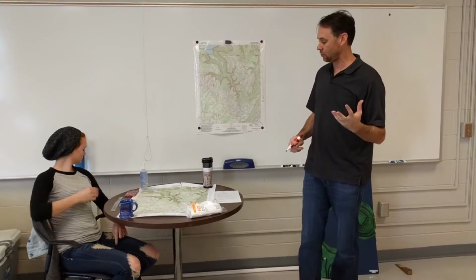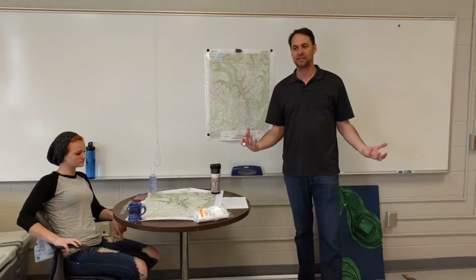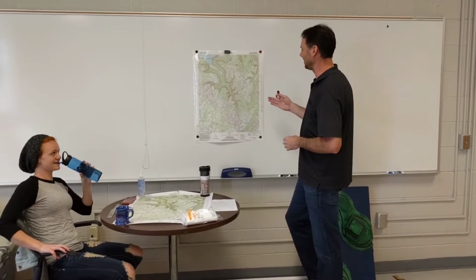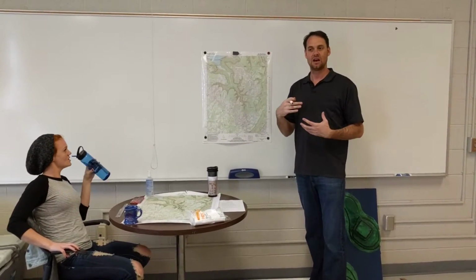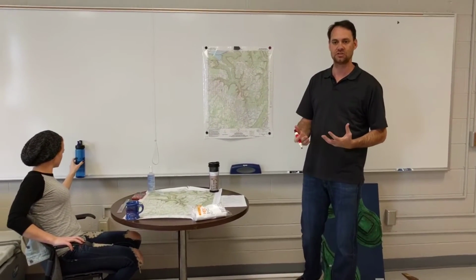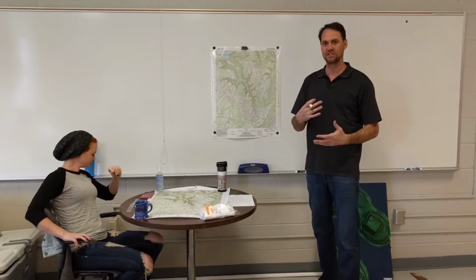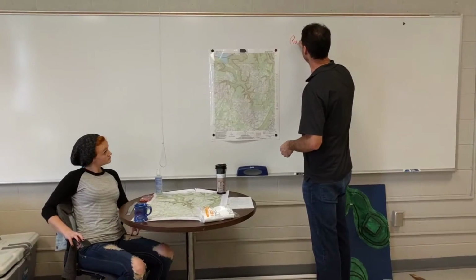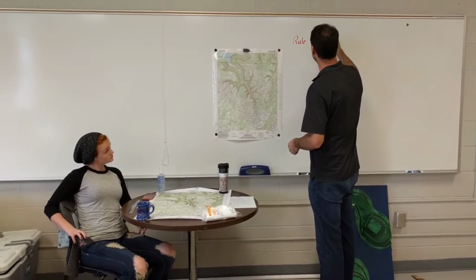Okay, so now we're going to talk about how we can decide which way is uphill and which way is downhill. Now that might seem like an intuitively easy thing to recognize, but I think that when you start looking at this map and getting more specific questions asked about it, you'll realize it's not as intuitive as you would think. So the first thing we're going to talk about is something called the rule of V's.